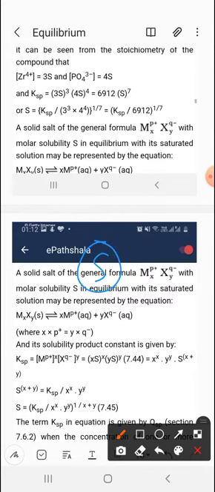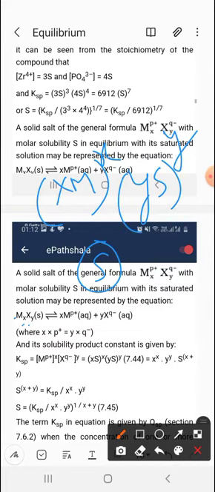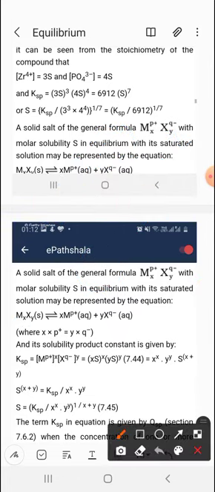How many are there? Sorry, here xS is there, so xS raised to the power x. Similarly, yS is there, raised to the power y. So whatever the stoichiometry is, you have to multiply it with the concentration and also put it in the power. This is how you calculate the Ksp. Now you can see zirconium 4+ is 3S and phosphate is 4S. So 3S raised to the power 3 and 4S raised to the power 4. You solve it: 27 and 256, S raised to the power 7, and you get the formula for Ksp.